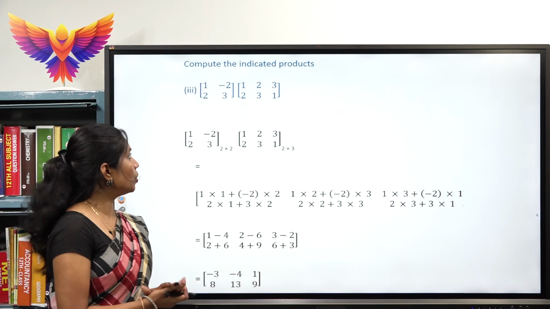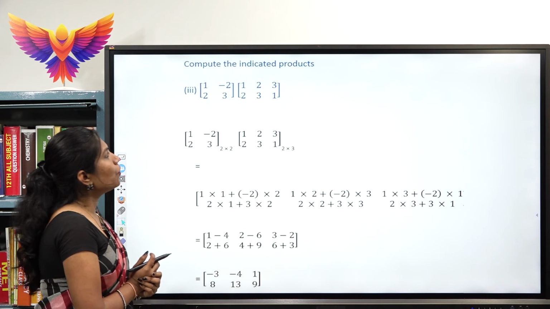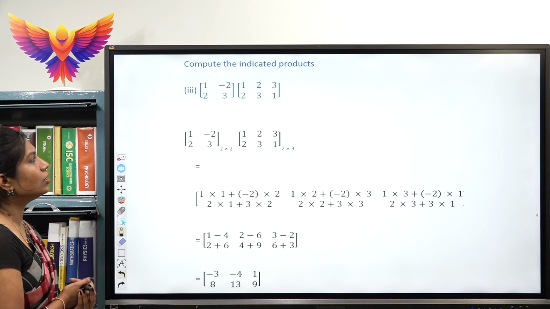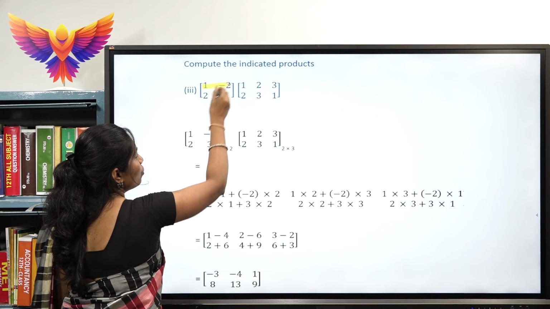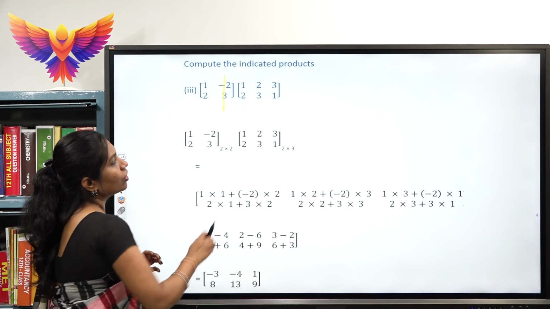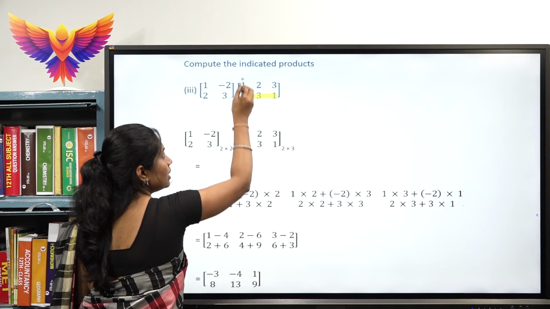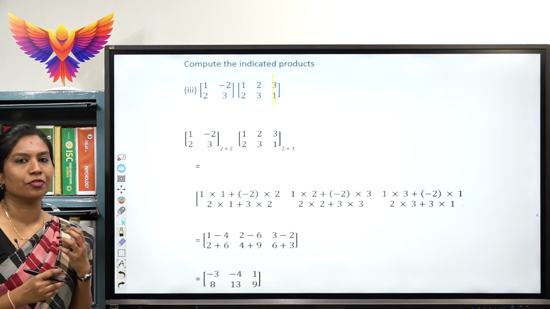Yeah, coming to the next one, we have another matrix where we need to multiply again. So, when I have to multiply this, we have the first matrix, which is a 2 cross 2 matrix. We have 2 rows and 2 columns here. The second matrix, we have 2 rows and 3 columns. So, how do we do this? We need to check the condition of multiplication.